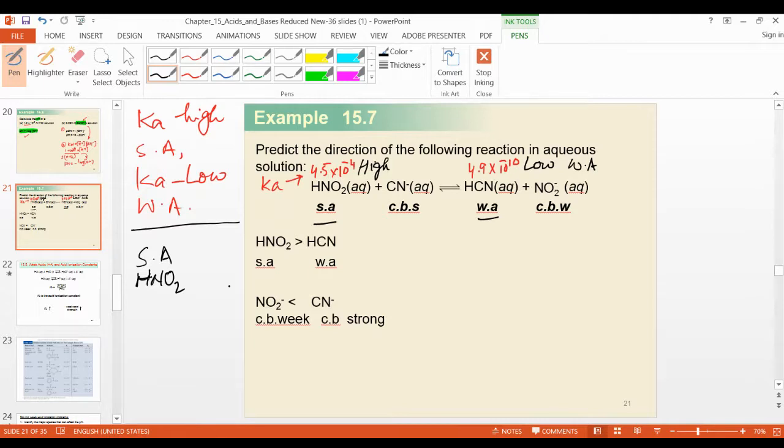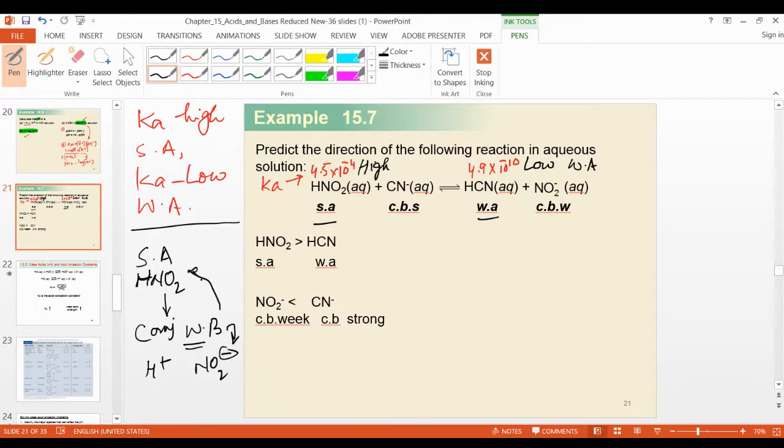So according to that, if it is a strong acid, what will be its conjugate base, strong or weak? If this is a strong acid, it will be weak. This is an acid, so its conjugate is a weak base, right? Weak base means this is H plus, NO2 minus. This is a weak base because it is negative.